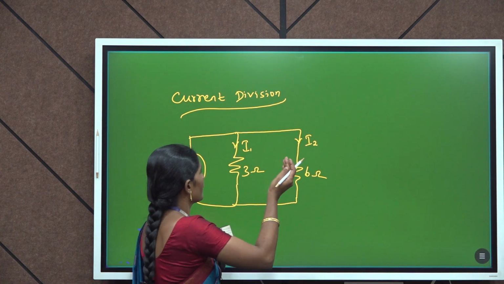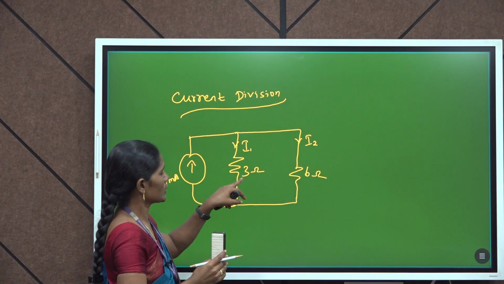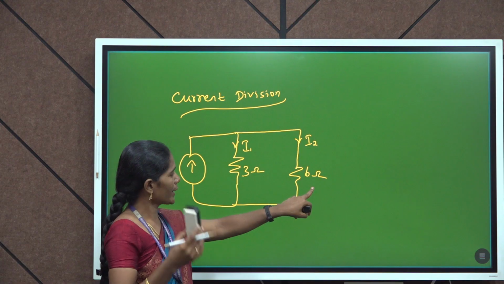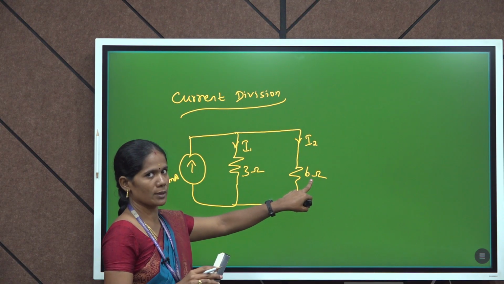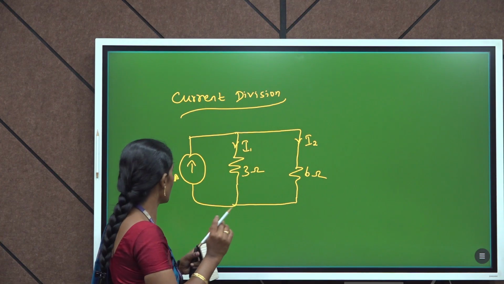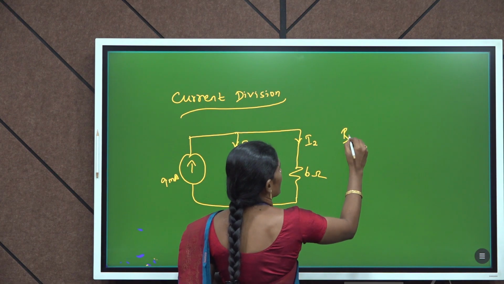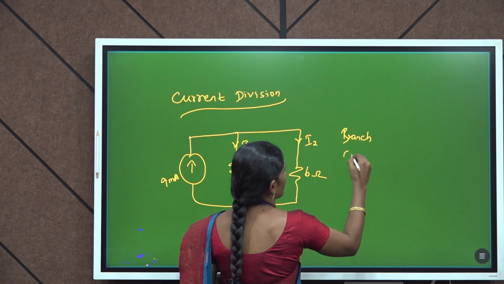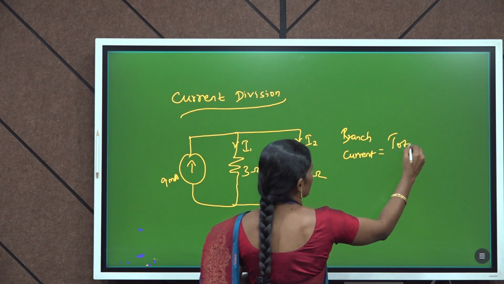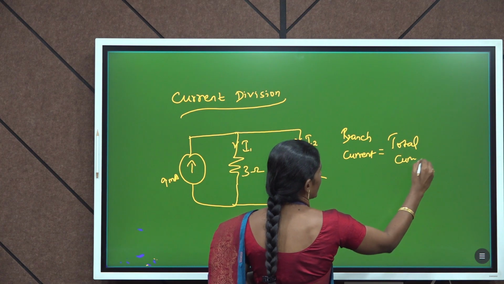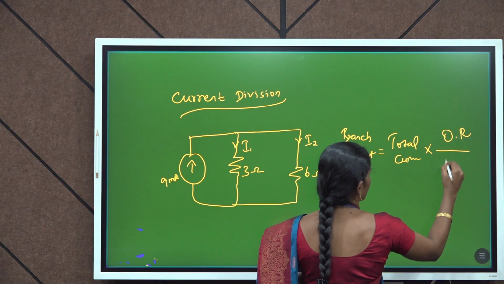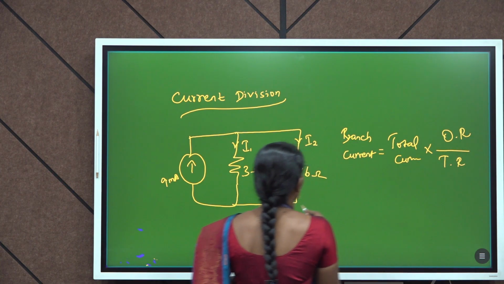To find the current flowing through the 3 ohm resistance, the opposite resistance is 6 ohm. To find the current flowing through the 6 ohm resistance, the opposite resistance is 3 ohm. Now, we can write the formula here. Branch current equals the total current multiplied by the opposite resistance divided by the total resistance.